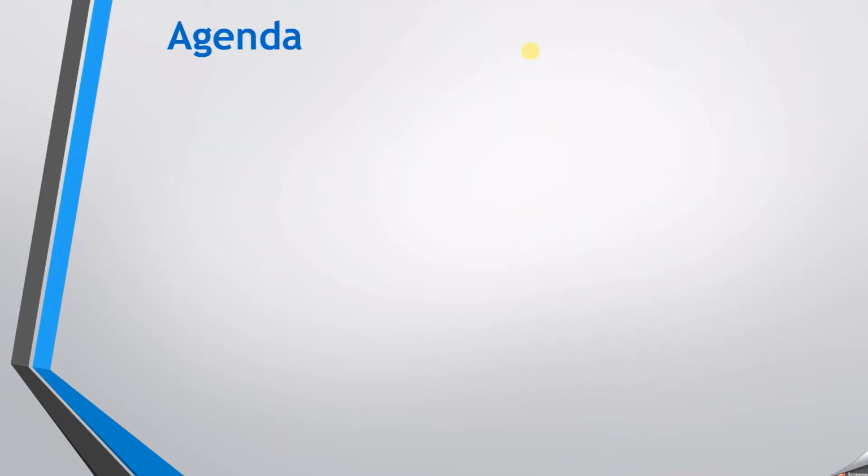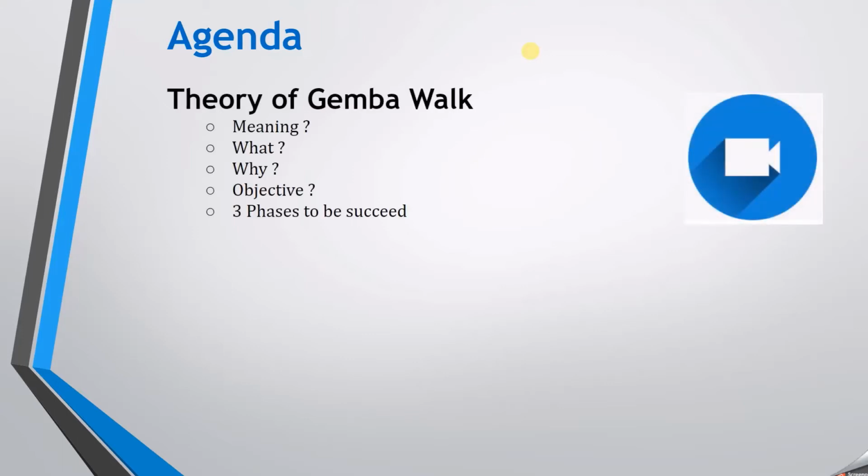The agenda of this training: in fact, this training is divided in two parts. The first part, through this video, is a theoretical part of the Gemba Walk with different parts: the meaning of a Gemba Walk, what is a Gemba Walk, why a Gemba Walk, objective, and the three phases to be a successful Gemba Walk.